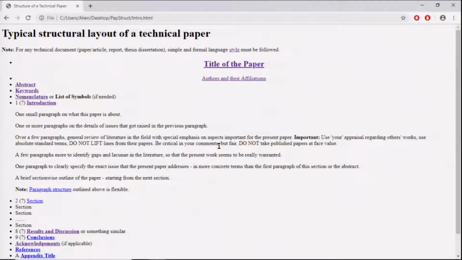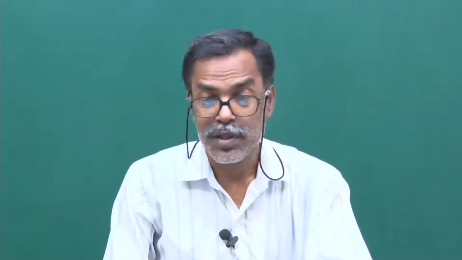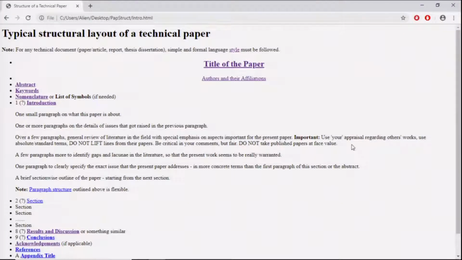And you need to be critical in your comments, in your appraisal of the works that you are covering, but you should be fair. Okay? In particular, you should not be too critical. You should not take a tone of scolding the authors of those papers, right? Okay. And of course, whatever you do, never take the published papers at face value. You have to understand it properly and appropriately write your comments on it. And that is one reason why you need to take enough time to actually understand those papers which you are covering here. Okay?